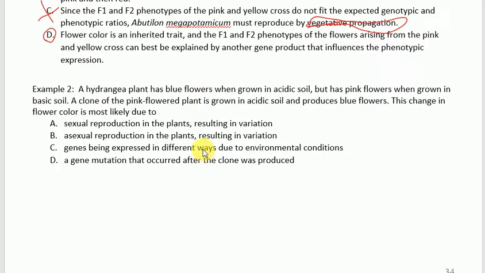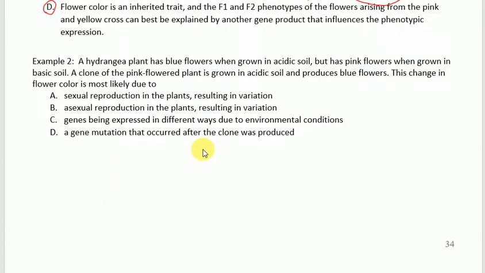Example 2. A hydrangea plant has blue flowers when grown in acidic soil, but has pink flowers when grown in basic soil. A clone of the pink flowered plant is grown in acidic soil and produces blue flowers. This change in flower color is most likely due to, well, the key thing here is that they're talking about soil types. So, is that related to sexual reproduction? No. Asexual? No. Environmental conditions? Yes. So that would be our answer, C.